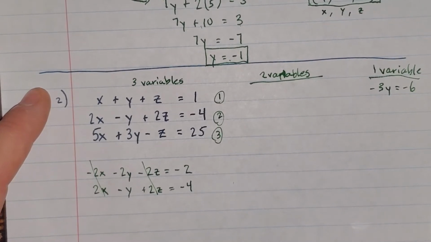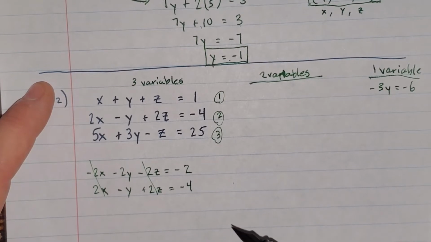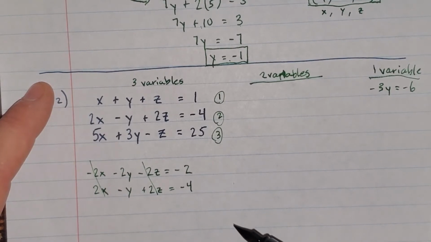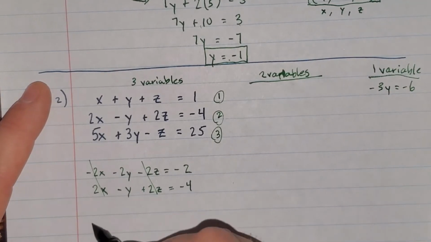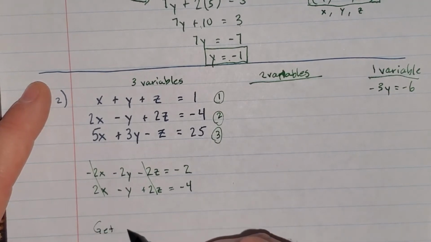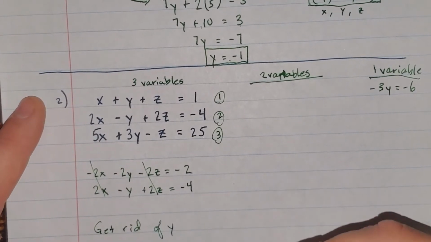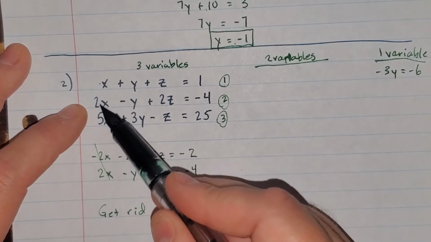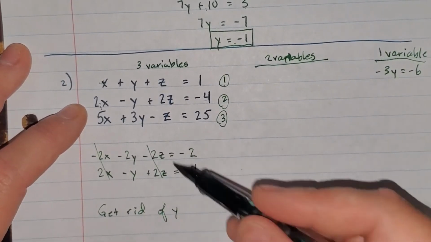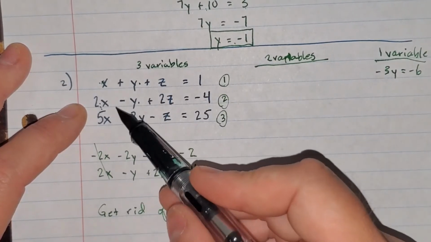So let's try something different. Let's try to get rid of y, so I can show you this whole process. I'm going to take this first equation and this second equation and just add them together, because these are already equal but opposite.